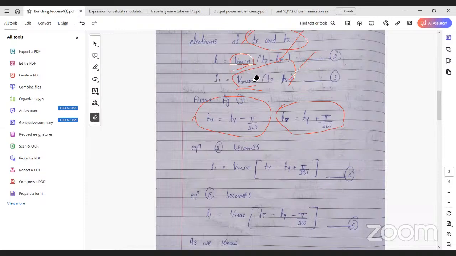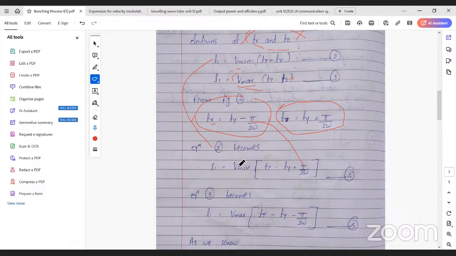Now substitute in equation 2. Tx in place of equation 2, you substitute Tx. What will you get? L1 equals V minimum times (Tp minus Tx value). Minus Tx, we have Ty, minus of minus plus pi by 2w.